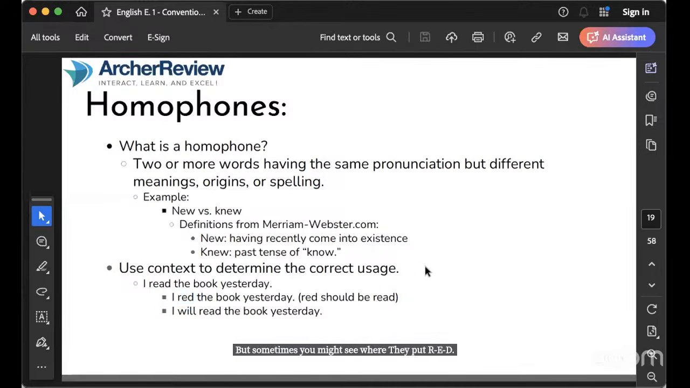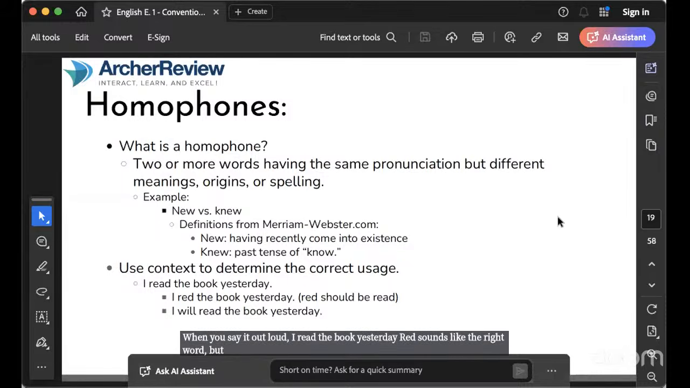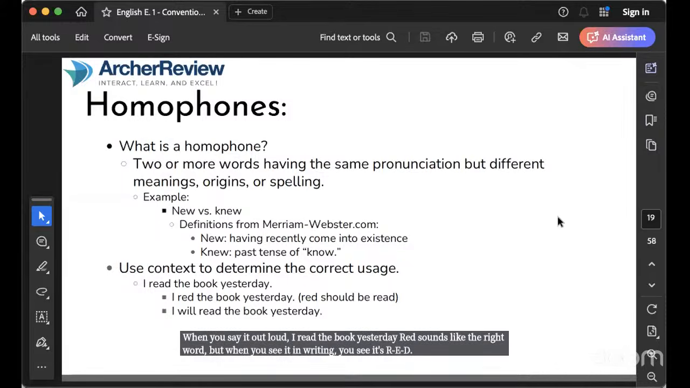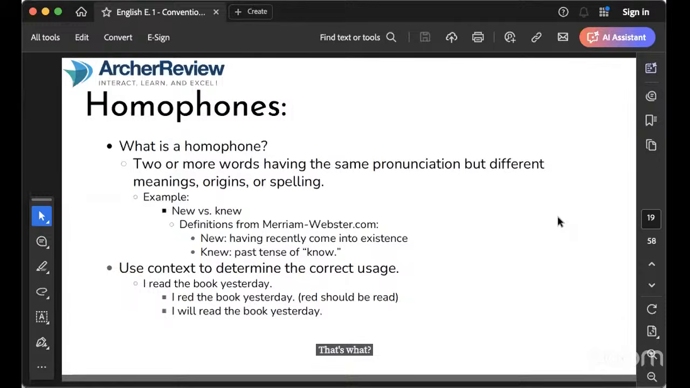When you say it out loud, I read the book yesterday, read sounds like the right word, but when you see it in writing, you see it's R-E-D. What is red? That is a color, yes. So there's another way that you have to look for homophones.